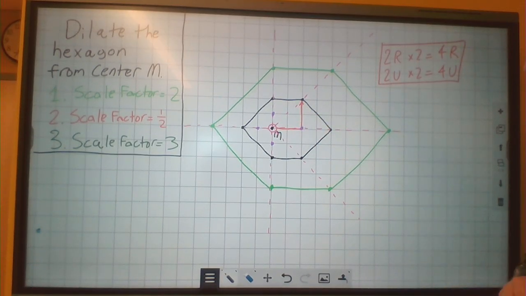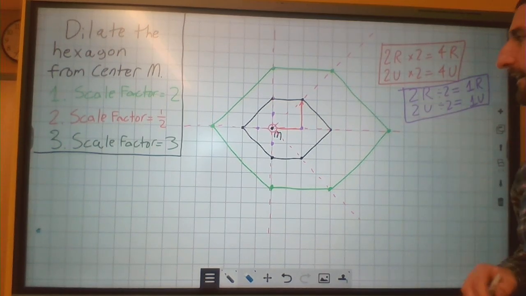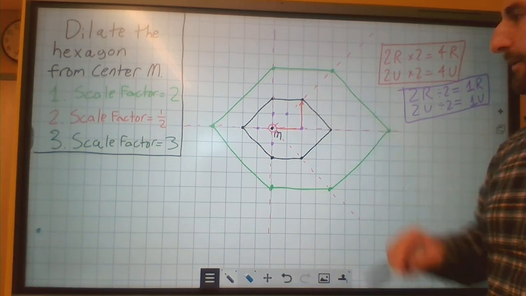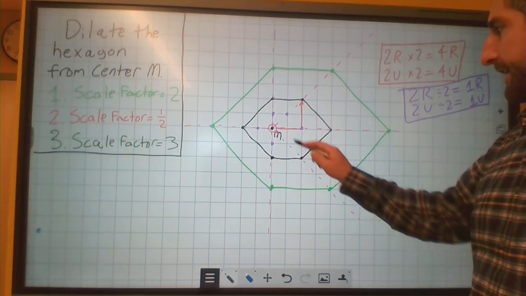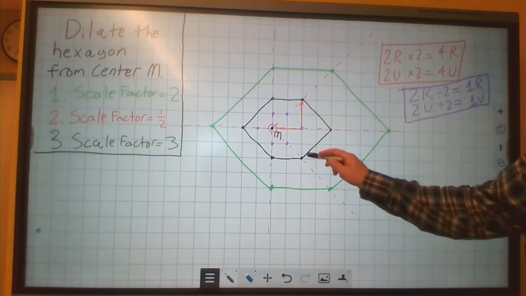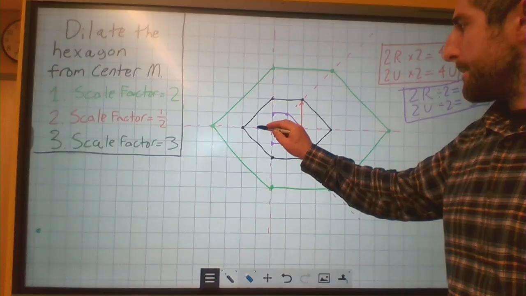We're going halfway. For our diagonal distances, we once again have 2 to the right and 2 up. Well, if we're dividing both of those values by 2, we end up with 1 to the right and 1 up. So if we go from the center 1 to the right and 1 up, then we land here. And for the other one, if we go 1 to the right and 1 down, then we end up halfway as well. And here's our little mini hexagon.